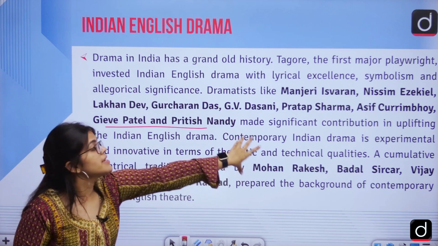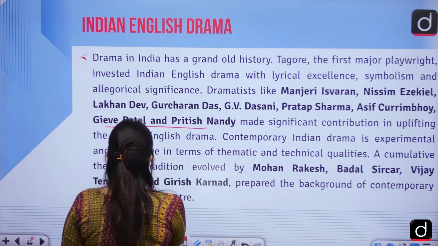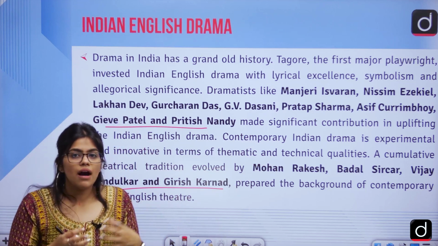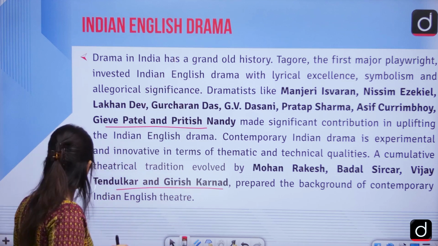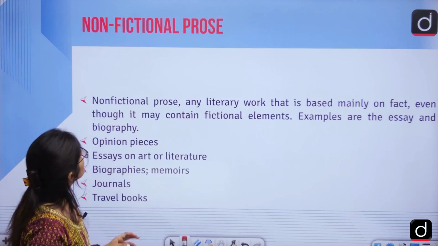And then there are some contemporary Indian dramatists also, right? So there is Badal Sarkar, there is Girish Karnad, there is Vijay Tendulkar. So these are some writers that are significant whenever we talk about drama, and you cannot leave all of these writers. There are few in poetry and in other sections also, as I have been telling you.